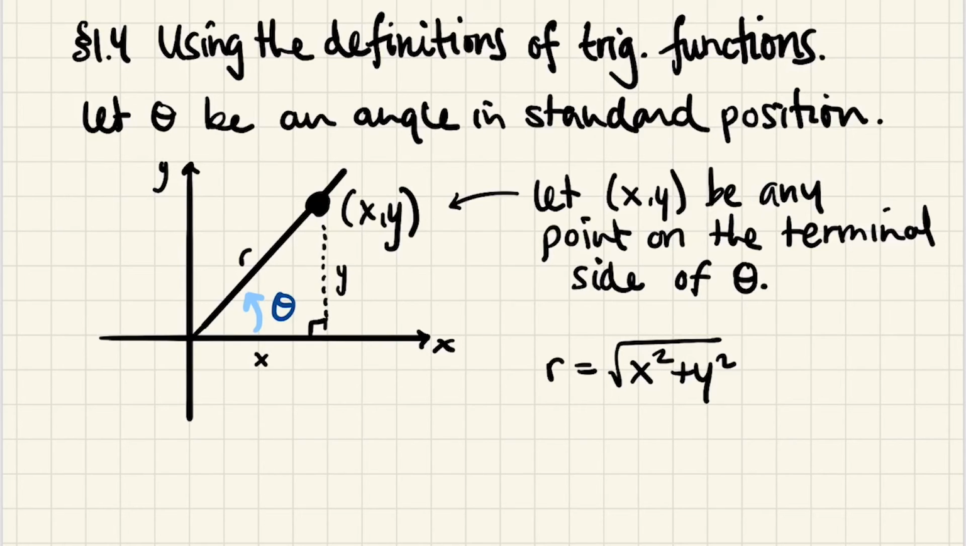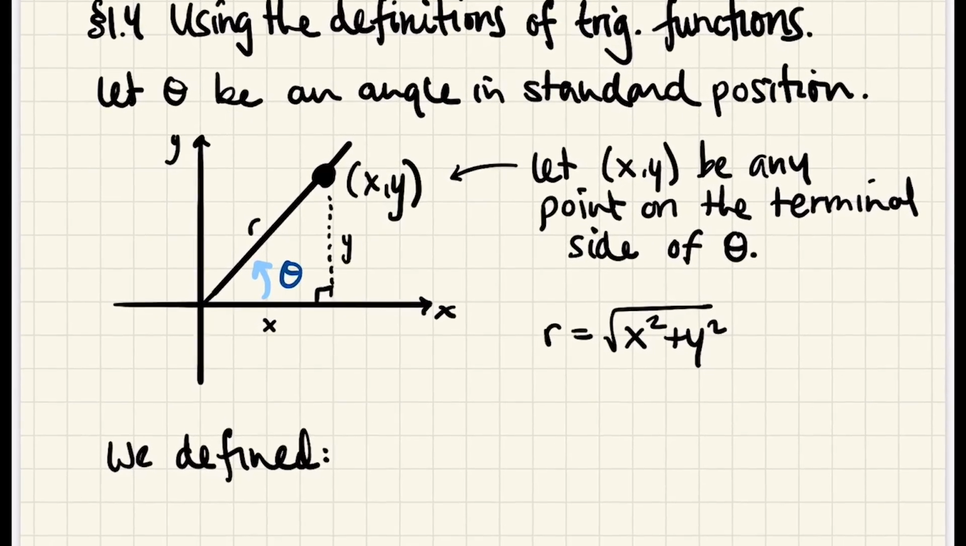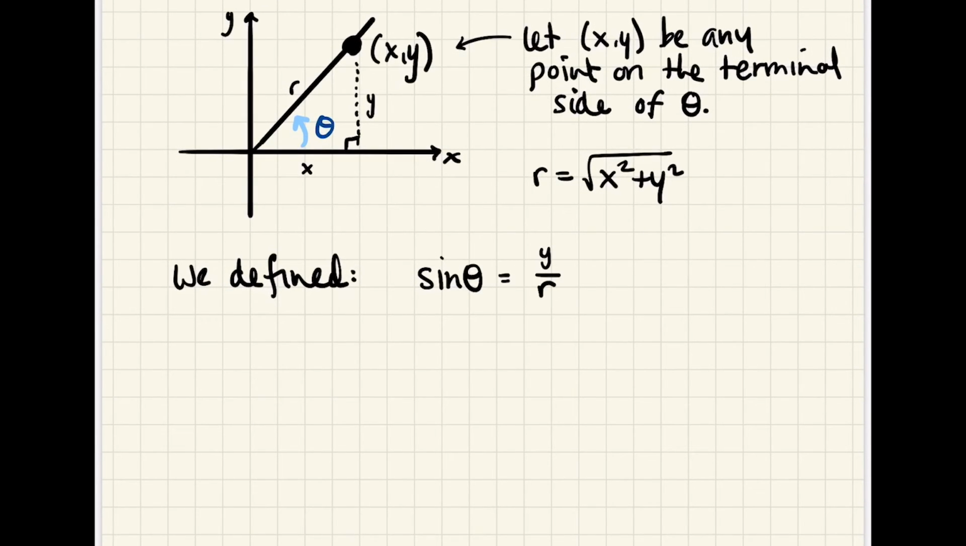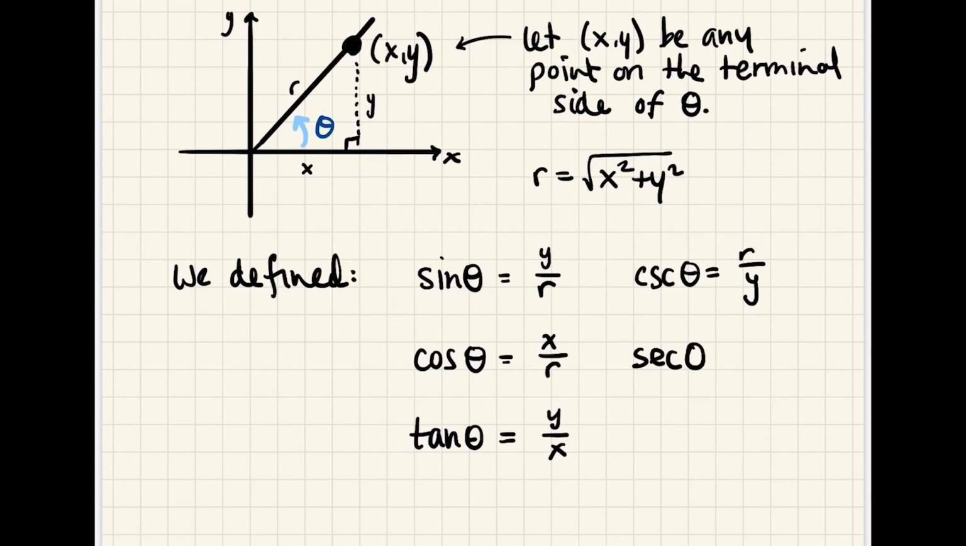And we defined the 6 trigonometric functions out of ratios of x, y, and r. So sine of theta was y over r. Cosine of theta, x over r. Tangent of theta, y over x. Cosecant of theta, r over y. Secant of theta, r over x. And cotangent of theta was x over y.